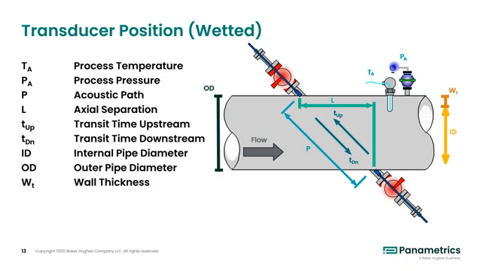Other parameters to note are the outer diameter, the OD, and the wall thickness. These two fixed values are entered into the flow meter to calculate the ID, or the inner diameter of the pipe. For a circular pipe, this ID lets us calculate the cross-sectional area, which allows us to find the total volume of gas flowing through the pipe.